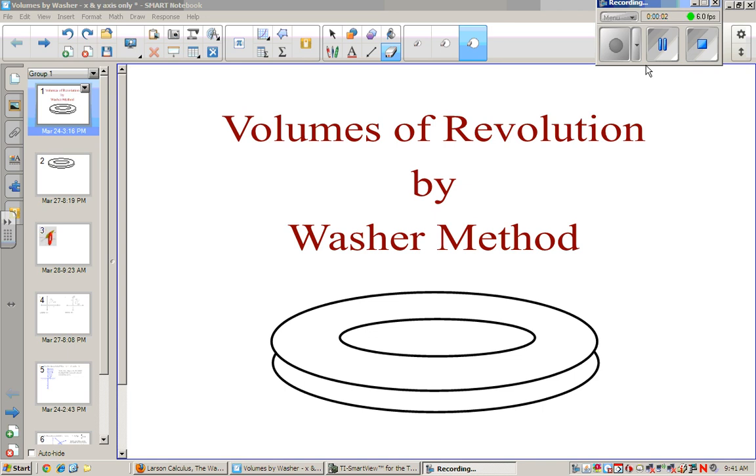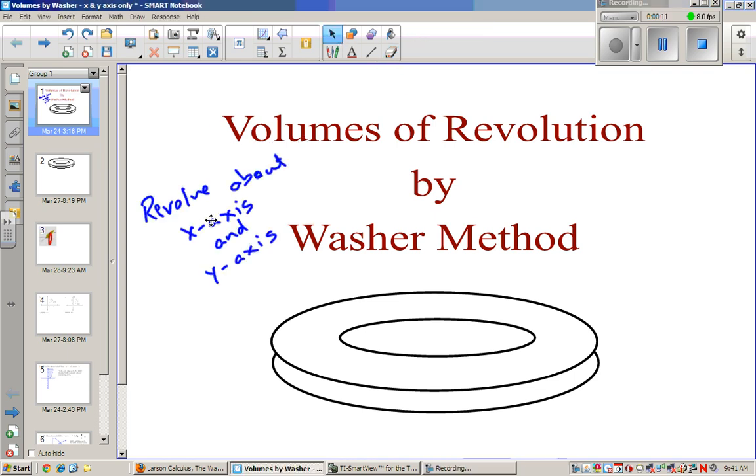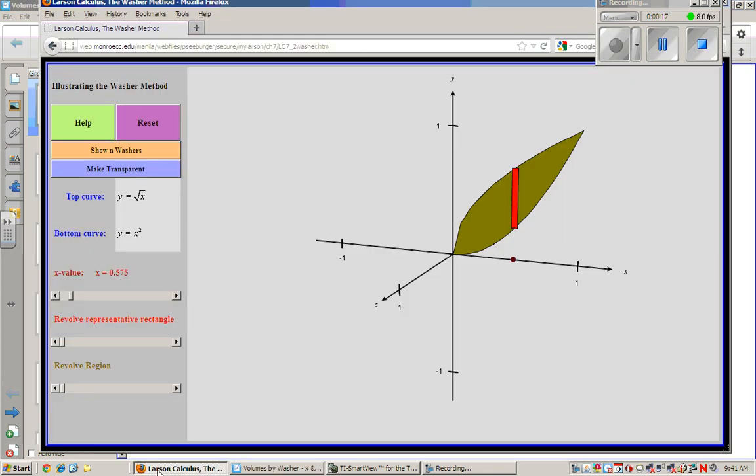In this video, we're going to have our first lesson on figuring out the volumes of revolution by Washer method. But in this case, we're going to be looking at just cases where we're revolving around the x-axis and the y-axis. And to start this off, we're going to look at an applet that I found on the internet.